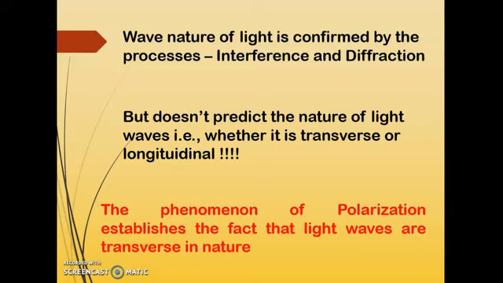The wave nature of light is depicted by these processes, and what they don't predict is what kind of nature the light wave has, whether it is transverse or whether it is longitudinal. Now, can you tell me what is the difference between a transverse wave and a longitudinal wave? Okay, that is my first task to you. Please write down the difference between a transverse wave and a longitudinal wave. And we are going to see that this phenomenon of polarization establishes the fact that light waves are transverse in nature. And let us see how.